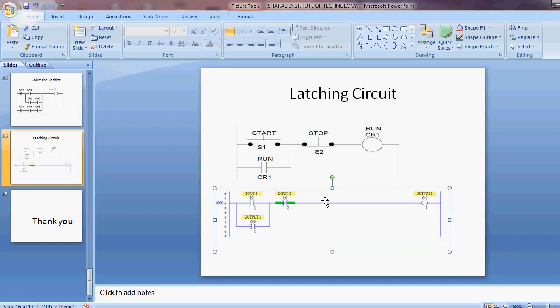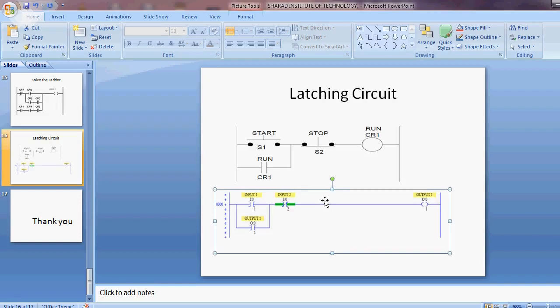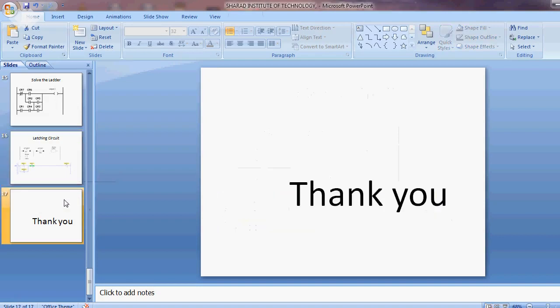So this is the intro to this stage of PLC. In the next lecture we'll discuss the different programs and different circuits of PLC. Thank you.